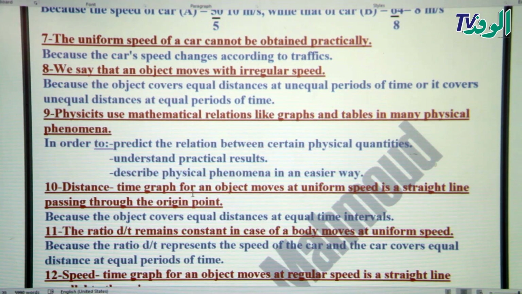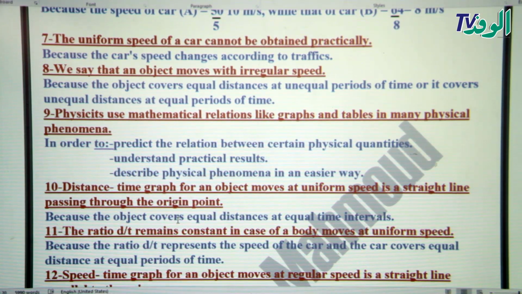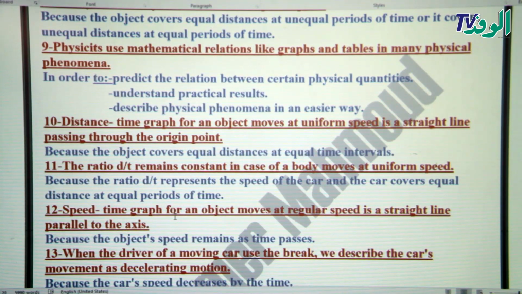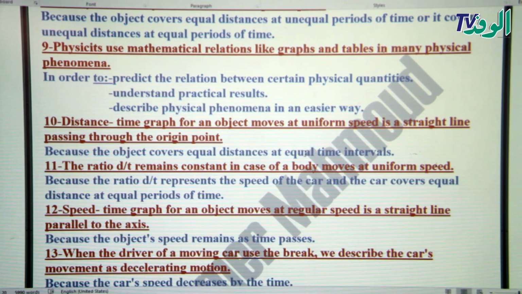In a distance-time graph for an object moving at a uniform speed, it is represented by a straight line passing through the origin point. Why? Yes, very good. As the definition said to us, because the object covers equal distances in equal time intervals. The ratio d over t remains constant in the case of a body moving at a uniform speed.